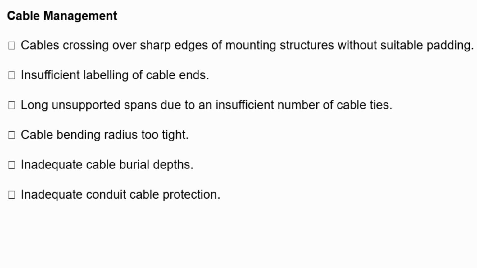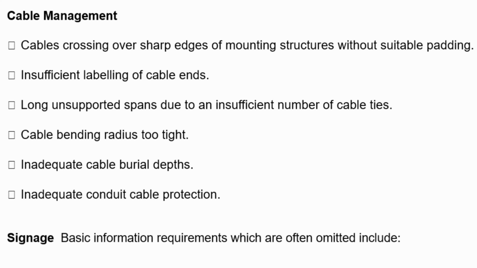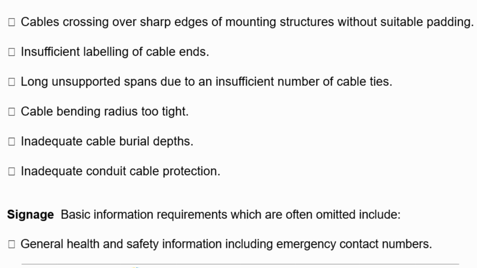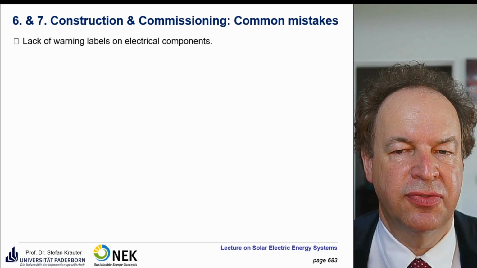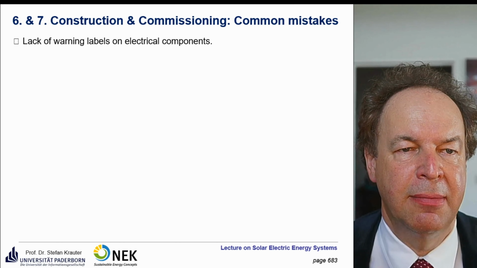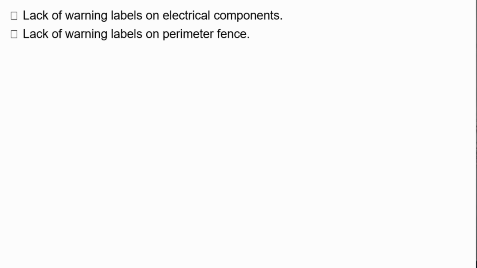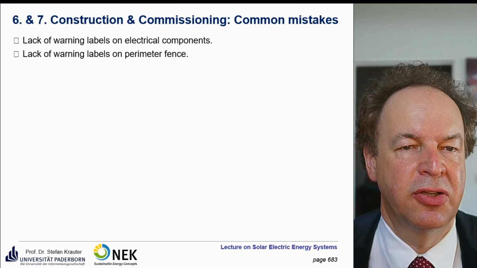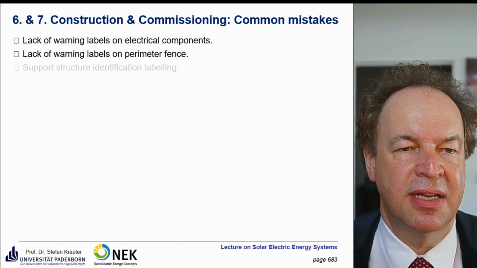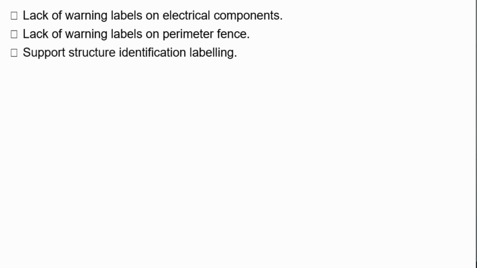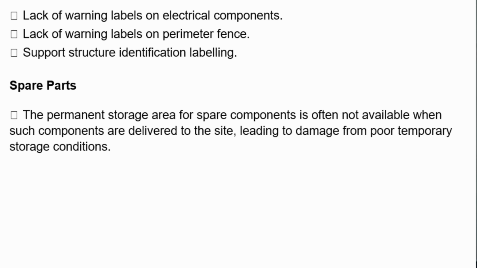Inadequate conduit cable protection, signage. Basic information requirements which are often omitted include general health and safety requirements including emergency contact numbers, a lack of warning labels on electrical components. So if there's high voltage, you have to make that clear by labels. Lack of warning label on perimeter fence, so you have to make clear that nobody can enter, or if you have an electrical fence, you have to advise that. Support structure identification labeling.